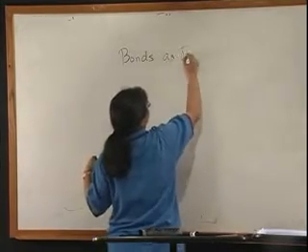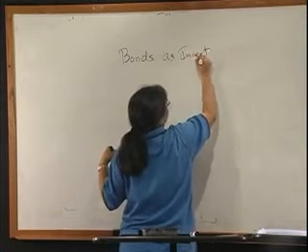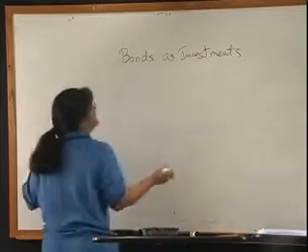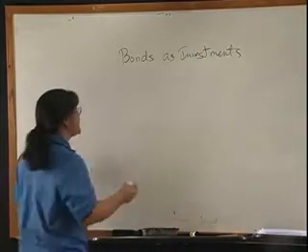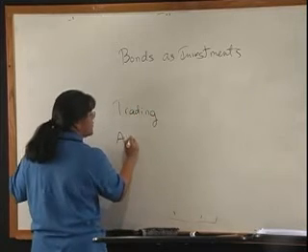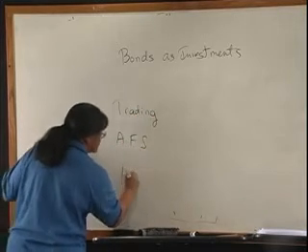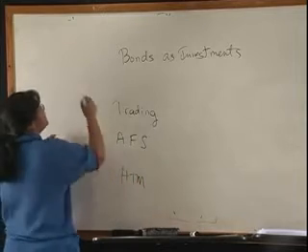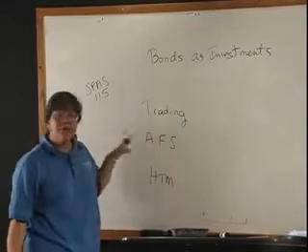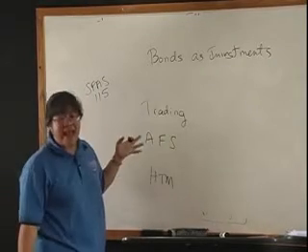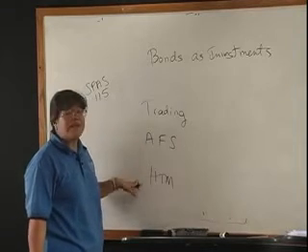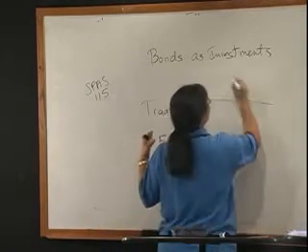Bonds as investments. When you invest in bonds, you can hold them in three categories. The three categories are trading, available for sale, and held to maturity. So this is all under standard number 115. Once again, when you invest in bonds, you can have them in three categories: trading, available for sale, and held to maturity.